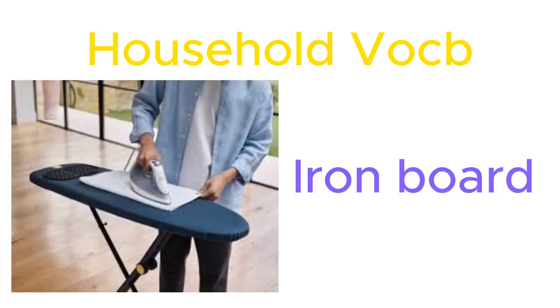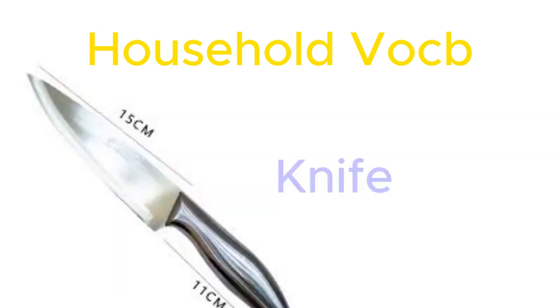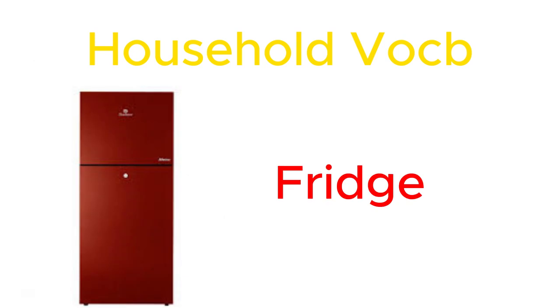This is called iron board. Iron board. It's usually used in the kitchens, and this is called knife. Knife. This is called fridge. Fridge.